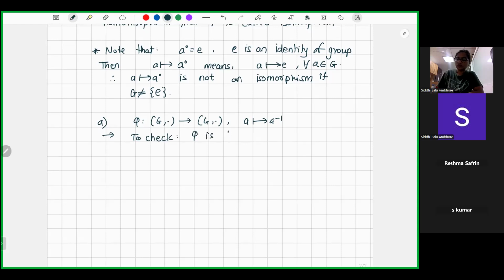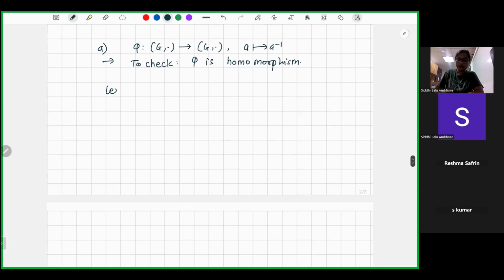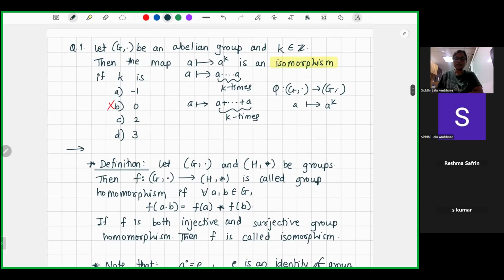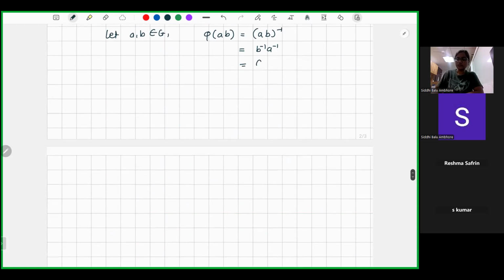So check first whether phi is a group homomorphism. Whenever I say homomorphism, it is group homomorphism. Let A, B in G. Then phi of AB is (AB) whole inverse, which is B inverse A inverse. But since G is an abelian group, we can shuffle them and we get phi of A into phi of B. Therefore, phi is definitely a group homomorphism.